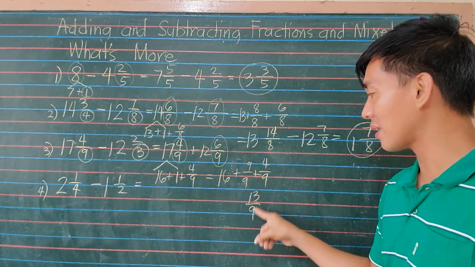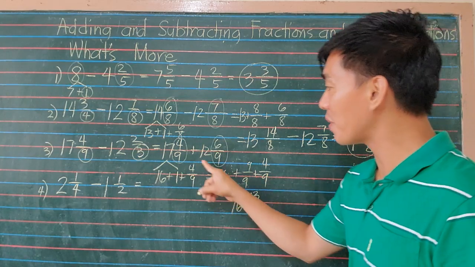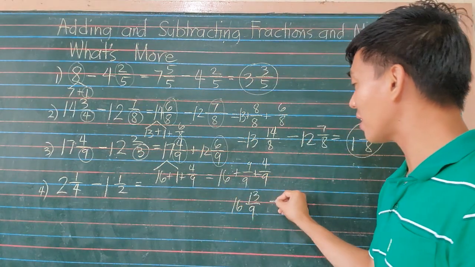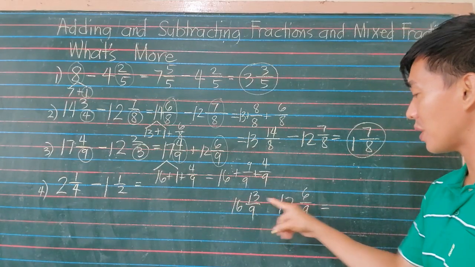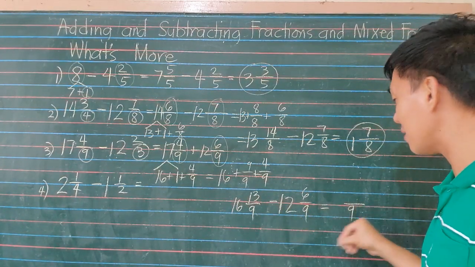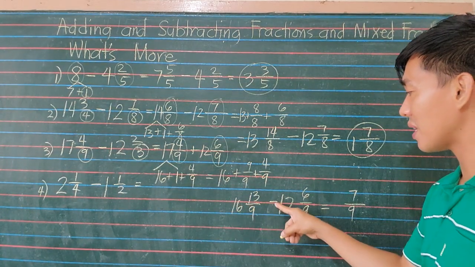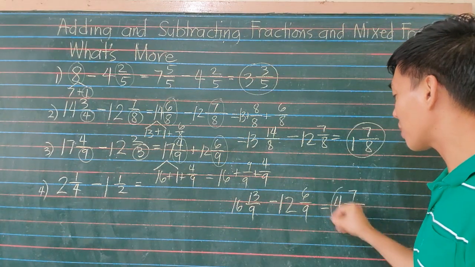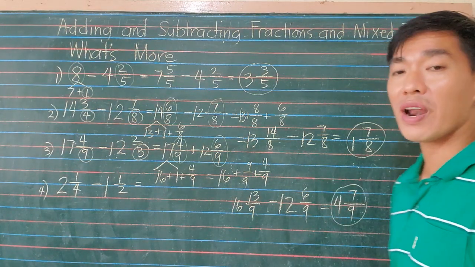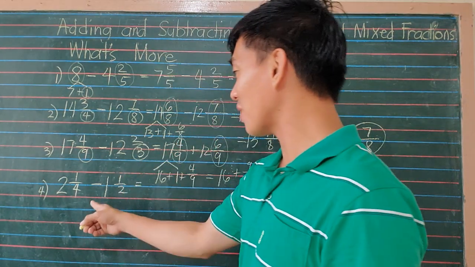You add and copy. Then, 16 and 13 nines, this is enough na para i-minus natin yung 12 and 6 nines. So, copy the common denominator 9, then 13 minus 6, that is 7, then 16 minus 12, that is equal to 4. So the correct answer is 4 and 7 ninths. Okay, let's proceed to the last item.